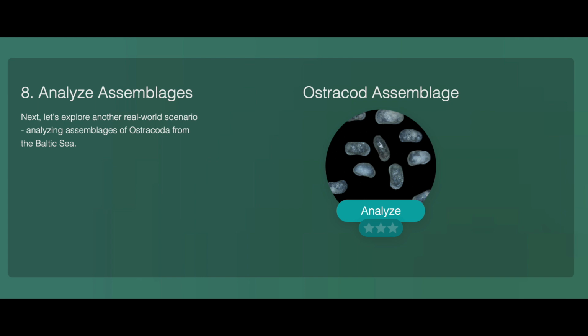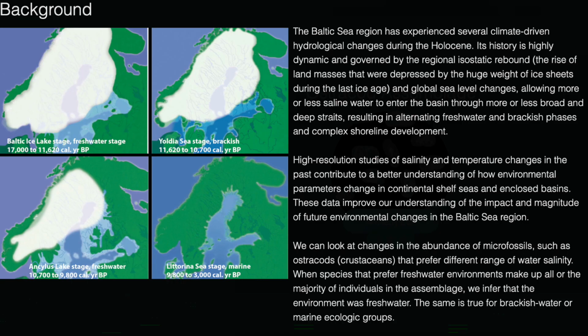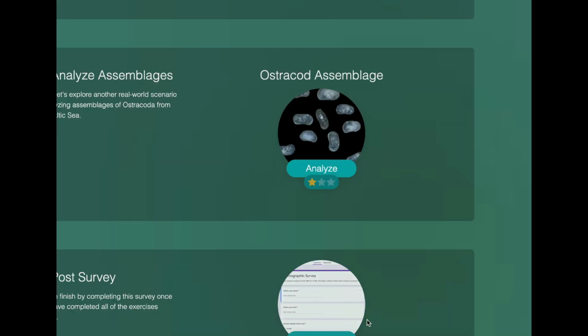The ostracod exercise is based on Baltic Sea material from IODP Expedition 347, with 3 assemblages corresponding to alternating environmental phases characteristic of its Holocene history. Before students start to practice, they can read the background information for the Baltic Sea region and learn about using ostracods for reconstructing bottom water salinities.